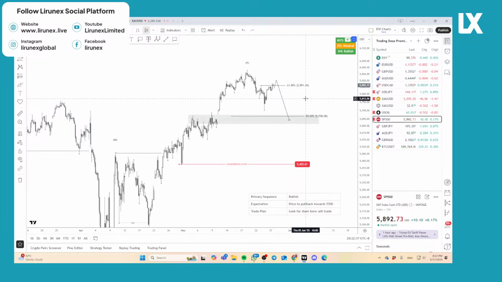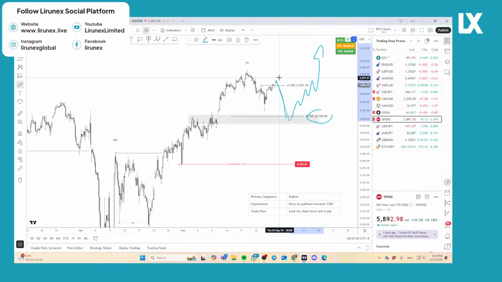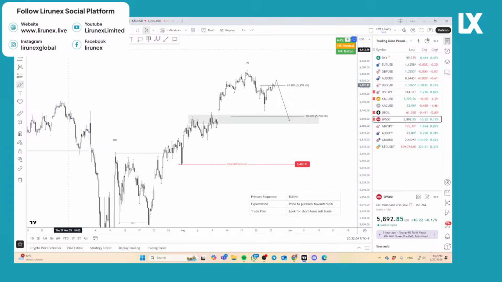But as of now, the primary analysis is that we are expecting one more push down towards the 5,700 area, and then for the market to continue higher, right? So that is that short-term opportunity. It's just that this is something that I'm not very comfortable in. So personally, I wouldn't look into taking this trade, right? So S&P, I would just probably leave it aside.